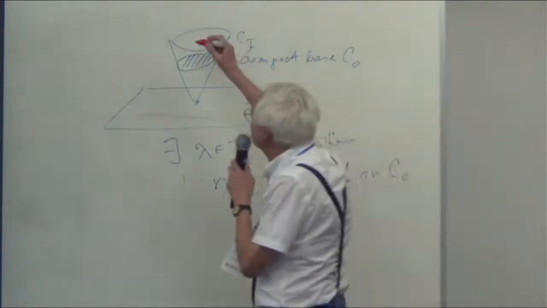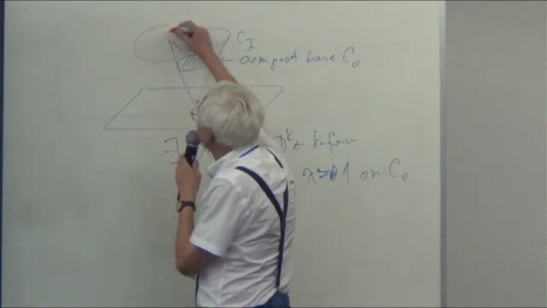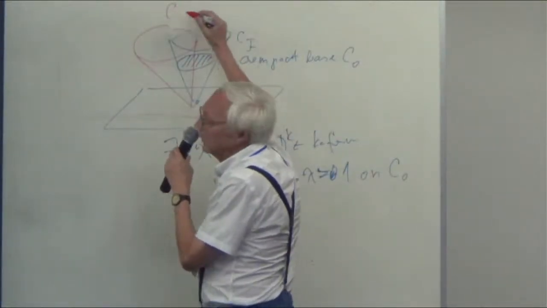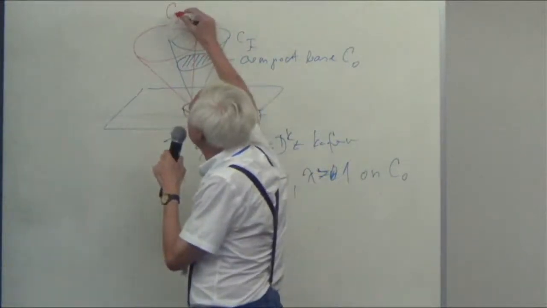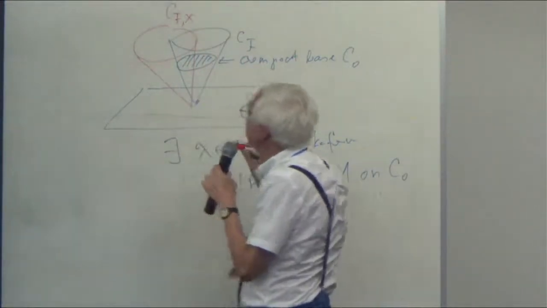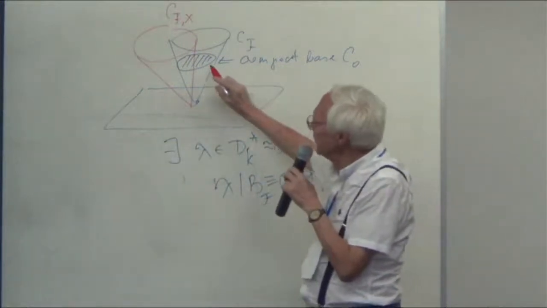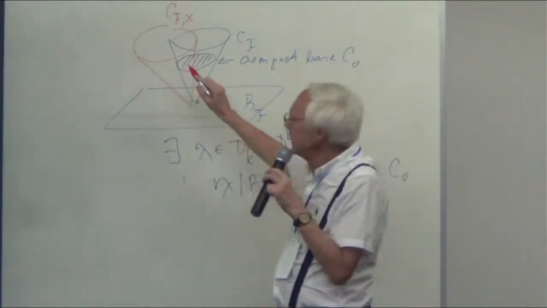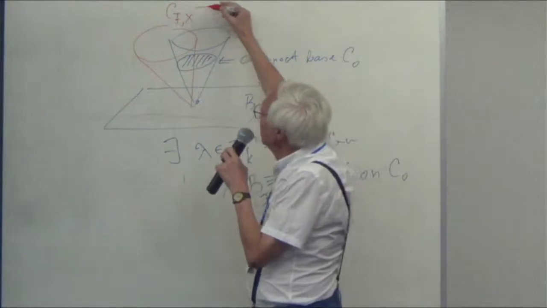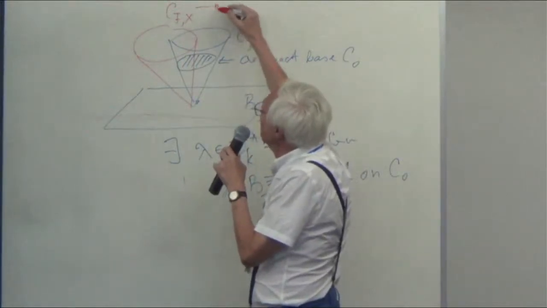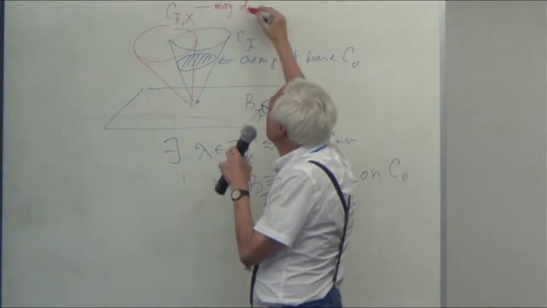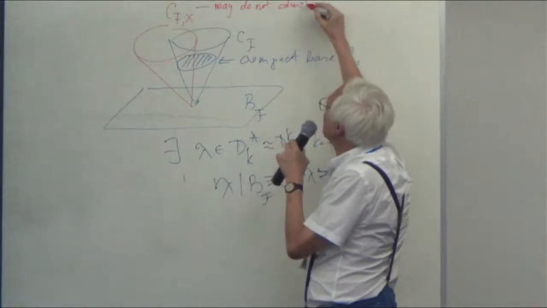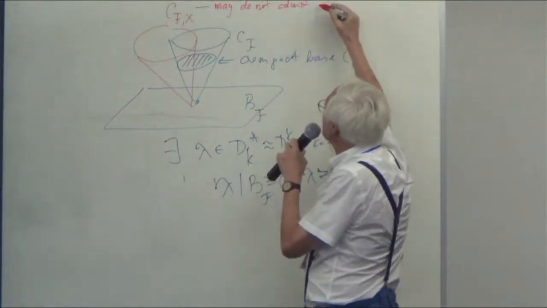We have another cone, which is called CFX tilde, right? So now we have two cones. This one has compact base, but unfortunately there exist vector fields X such that this cone may not admit, or may not have, a compact base.